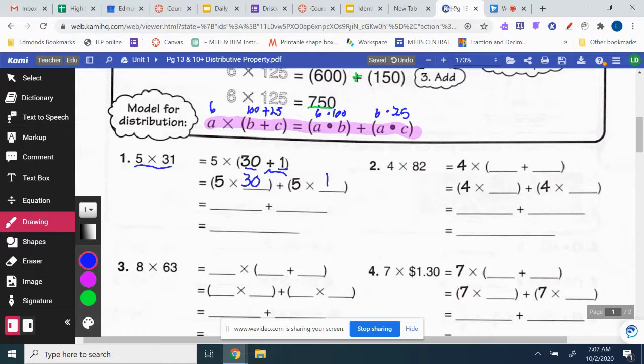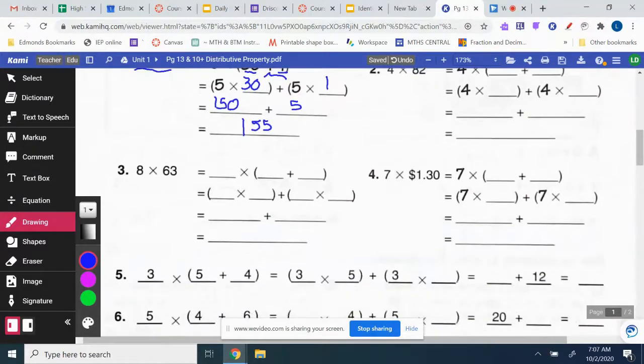Now they want you to solve 5 times 30 right here, and I'm going to get 150. And now I'm going to solve 5 times 1. I'm going to get 5. When I add these together, I get 155. All right. They want us to do it again for here, so I'm going to have 8 times. And I'm going to split 63 into 2 working numbers that work well for me. So 8 times 60 plus 8 times 3.